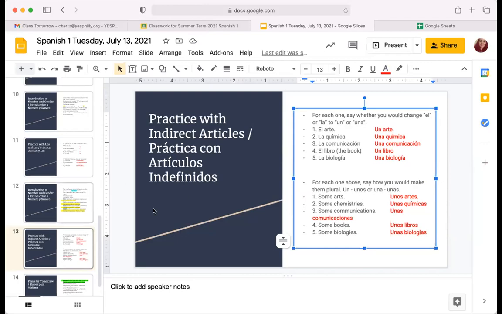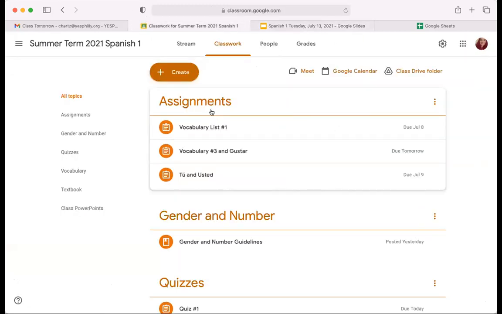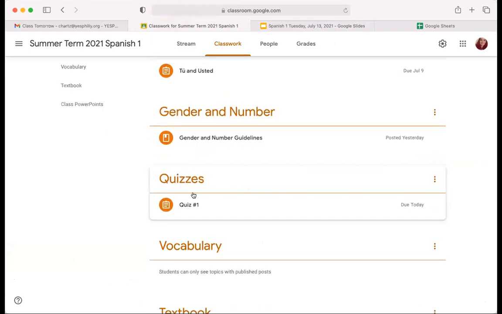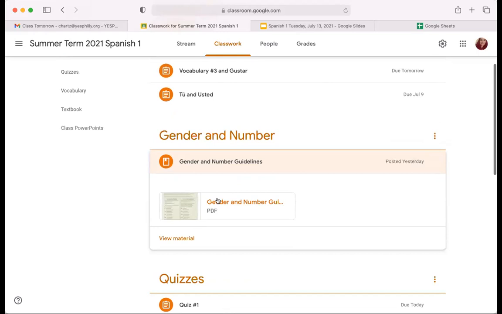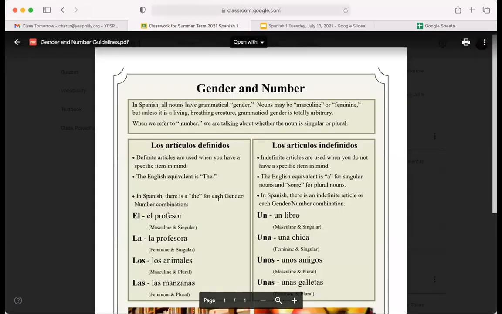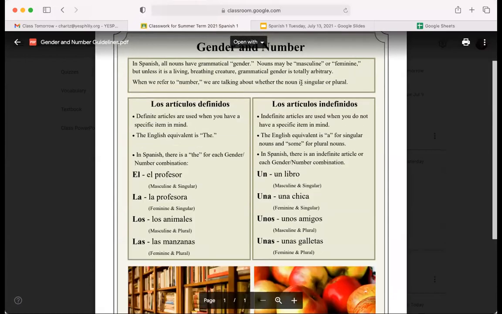So, I know that you're probably not completely confident in this yet, but does this kind of make sense? Like you're not completely lost. Oh, okay, very good. And we're definitely going to practice with it tomorrow. But I wanted to go through some stuff on Google Classroom. I actually changed things up a little bit. I put the assignments all in one spot, so they're easier to find. The quizzes are still in the quiz section. The gender and number guidelines. So let me show you this. This is what we did today. This isn't an assignment. It just goes through what we did today.